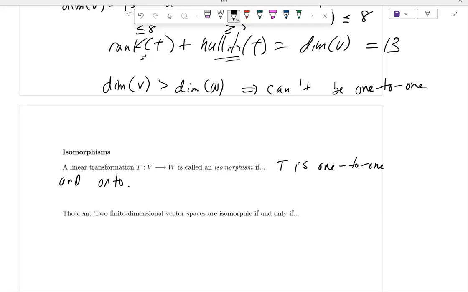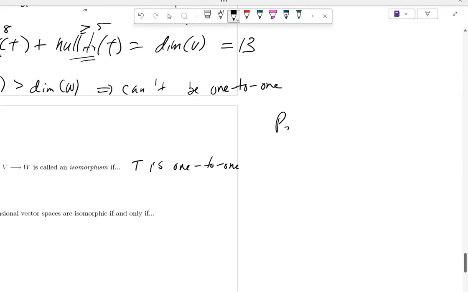So what do I mean by that? We've talked about basically treating some things as the same structure before. P2 is your set of polynomials of degree less than or equal to 2 plus the 0 vector. How do you typically write a second degree polynomial?